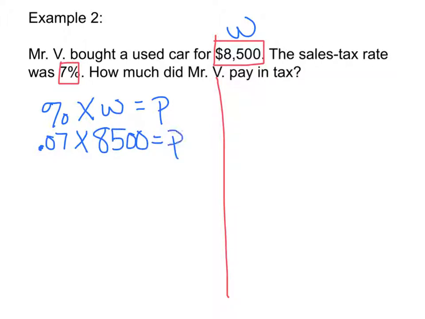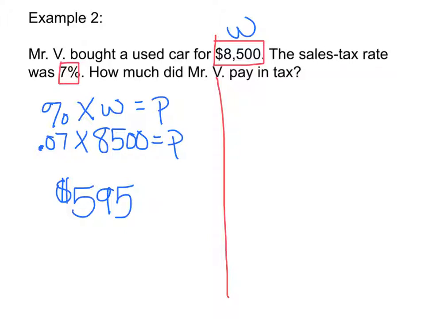Then you're going to solve for P. Well, this works out for you this time. You just have to take 8,500 times 0.07 to get how much he'll pay in tax. When you do compute that, you get $595 in tax is what would be added on to that 8,500 when he buys it.